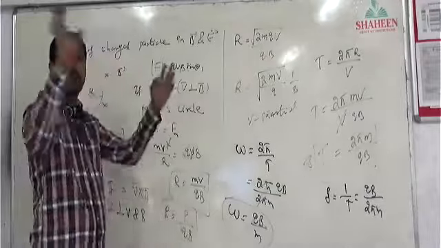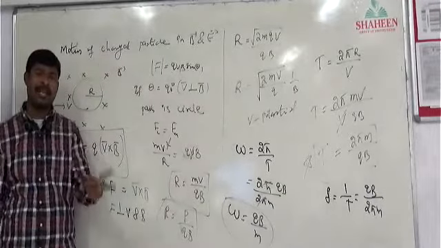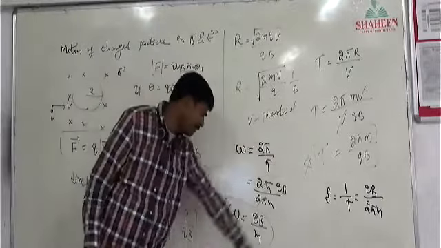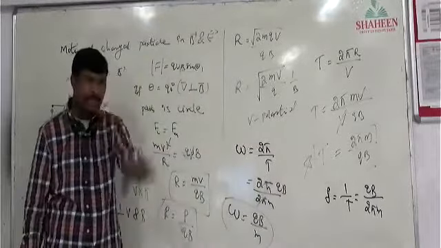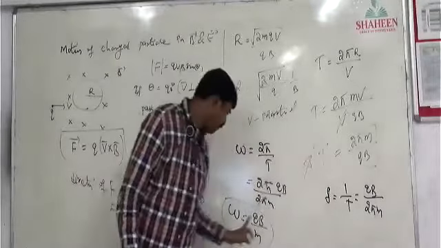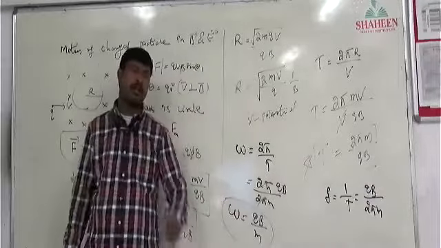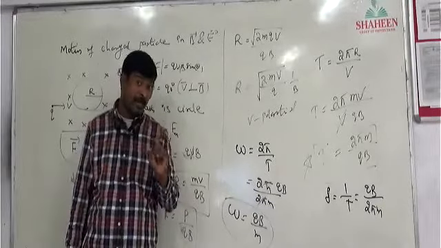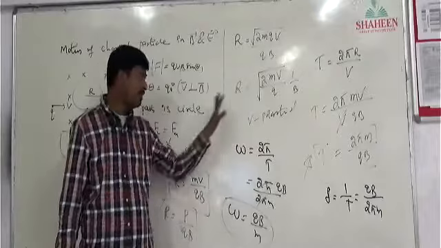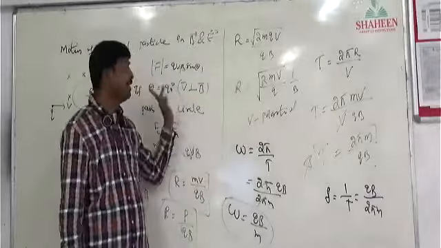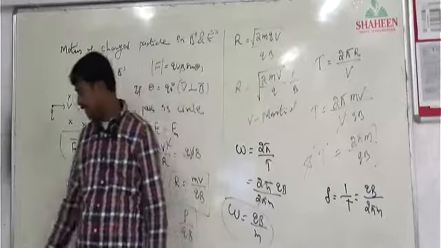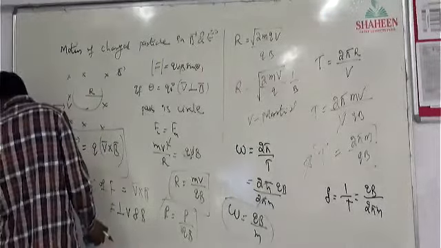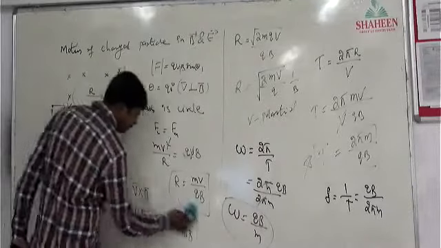So when a particle moves in a magnetic field at right angle to its direction, they may ask radius, time period, frequency, or omega. But be careful: T, f, omega are all independent of velocity, but radius is dependent on velocity. Clear? This is the 90-degree case. Students, is it clear?